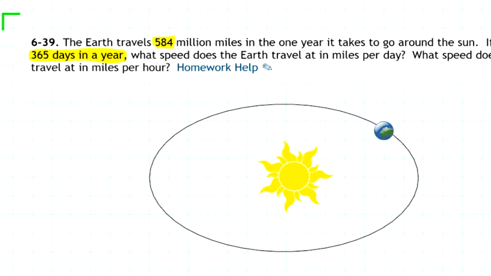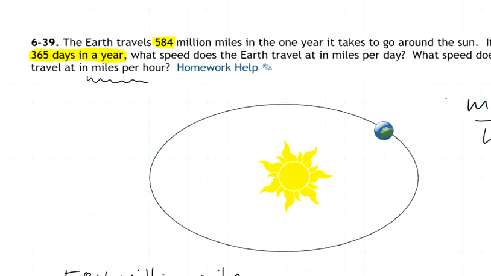What this problem is asking us to do is a bit of dimensional analysis, and we want to convert that into miles per hour. So how do we get essentially 584 million miles per year, and we want to convert that into miles per hour?